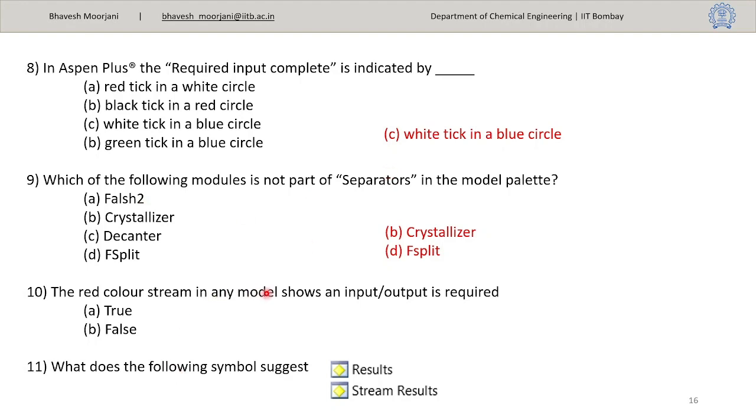Now, the red color stream in any model will show that a required input or output is needed. Is it true or wrong? For a block, if its input and output streams are indicated by red color, is it required input or optional input? We had discussed this, right? So you have two options, required input. So the answer is true. Now when you see this kind of yellow symbol on any of the values, what does it suggest?